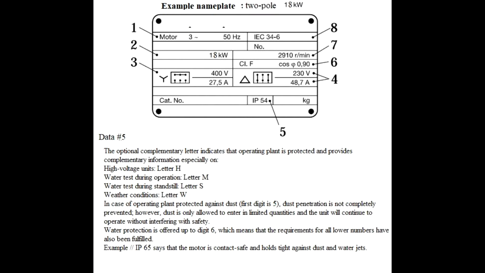In case of operating plant protected against dust, the first digit is 5. Dust protection is not completely prevented. However, dust is only allowed to enter in limited quantities and the unit will continue to operate without interfering with safety. Water protection is offered up to digit 6, which means that the requirements for all lower numbers have also been fulfilled. For example, IP65 says that the motor is contact safe and hold tight against dust and water jet.